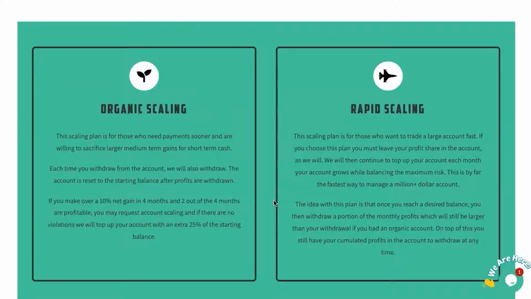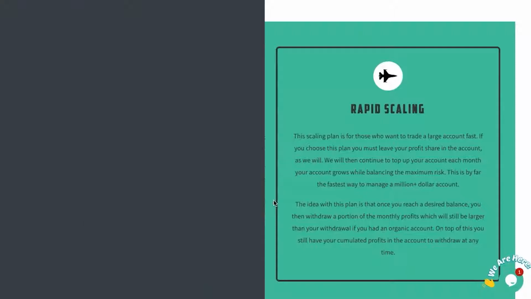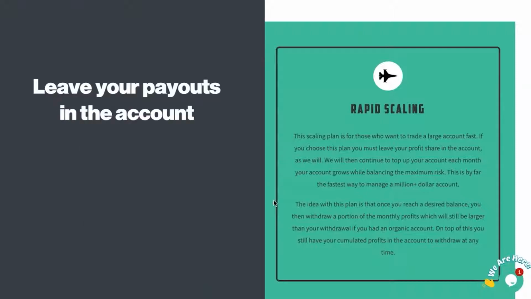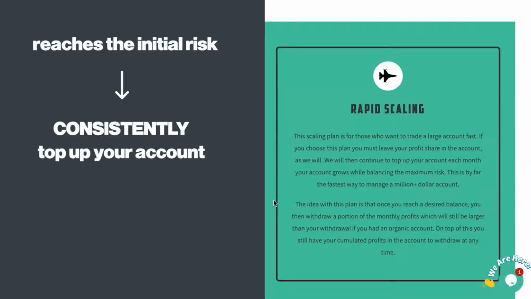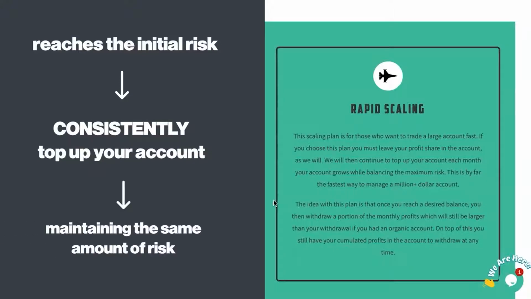With the rapid scaling plan, you don't need to trade for a minimum amount of time to get the scaling. How it works is you leave your payouts in the account, and so will we. Once the account reaches an amount above the initial risk on the account, we will then consistently top up the account every month that you're in profit while maintaining the same amount of risk.